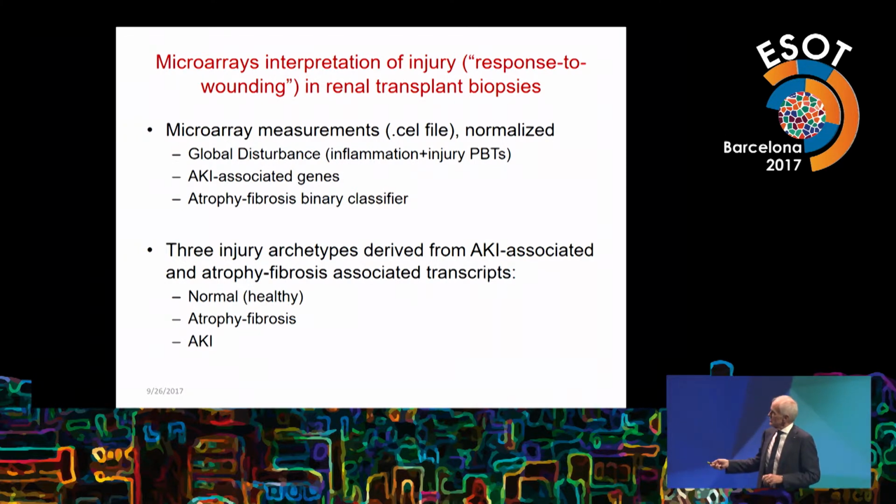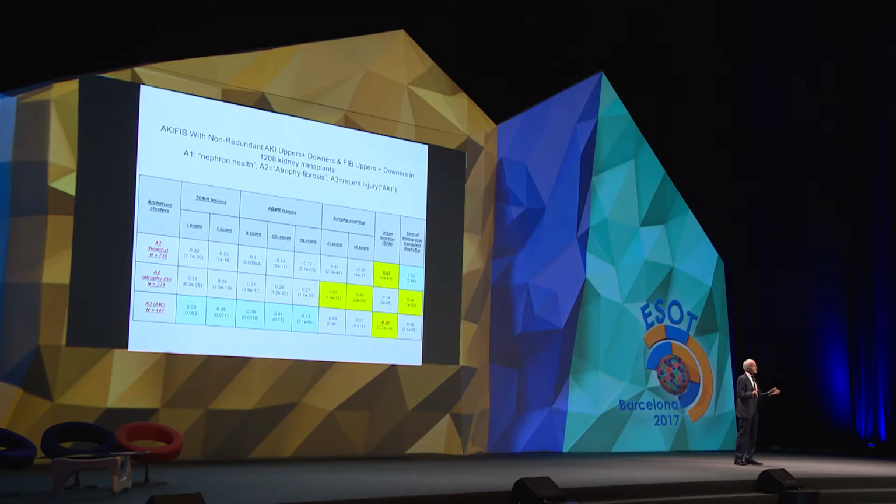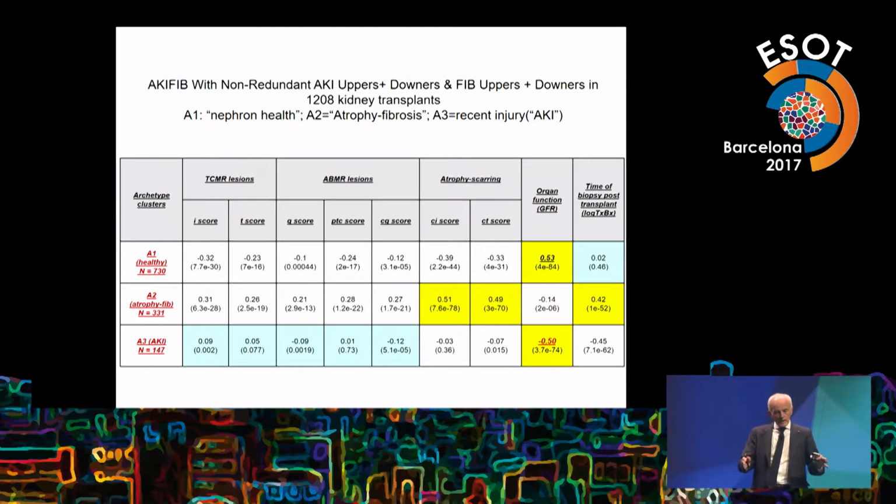The AKI-associated gene set, and we have classifiers for detecting the probability of fibrosis, which of course is absent in early kidneys and comes on later. But in addition, now we're applying archetype analysis, so we get the complete picture of that individual organ with injury archetypes. So let me show you that. We do the same kind of archetype analysis that we did for the rejection phenotypes, only now we get three archetypes which seem to explain the range of changes in an individual biopsy. There's healthy, there's atrophy fibrosis, and there's AKI.